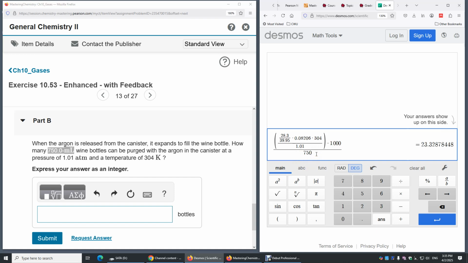We can fill 23.3 bottles. I guess we need an integer here because you're filling an integer number of bottles, so 23. Alright, let's review this setup. Over here we have the number of moles, so it's n times R times T over pressure. We get volume in liters. Multiply by 1,000, we get volume in milliliters, and then divide by 750. So it's going to be 23 bottles.